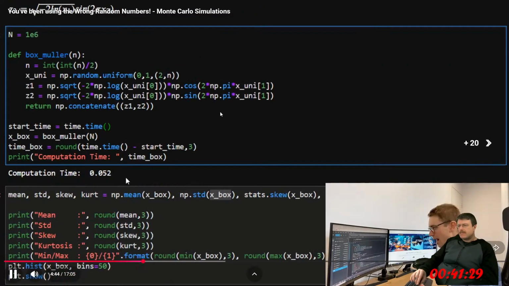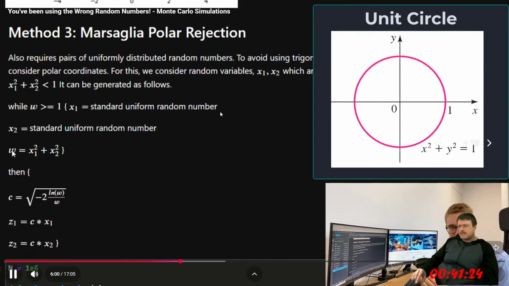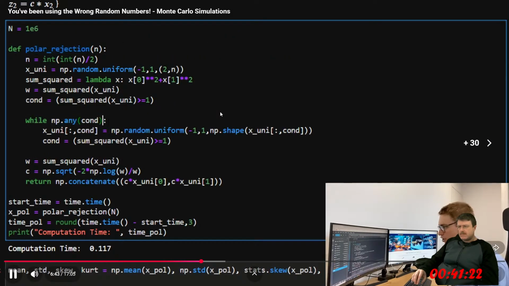It's a standard close to 0, and then we've got this form, and you've got to get to the unit circle here. So c value, then we've got this while loop. I'm using numpy arrays here, so we've got the sum squared function, which is able to calculate the polar rejection function here, and we've got this while loop. So while any, and I'm using numpy.